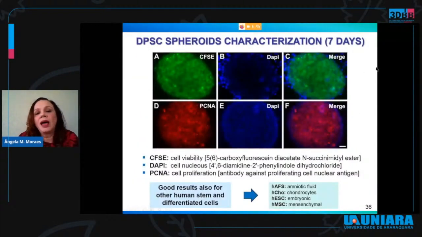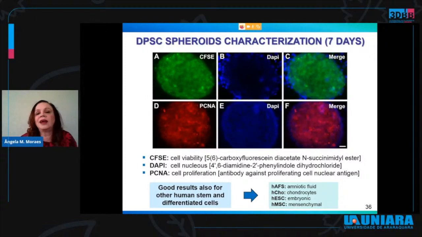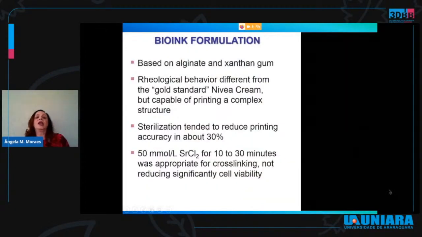Here we show characterization of these dental pulp stem cell spheroids after 7 days with different markers of cell viability, of nucleus, and of proliferation. We can see that they are very healthy. And we tested this device and this approach also for other human stem and differentiated cells, such as amniotic fluid stem cells, for chondrocytes, embryonic stem cells, and mesenchymal stem cells.